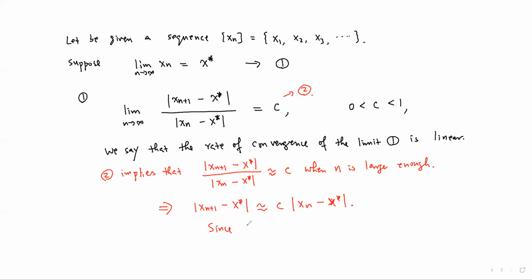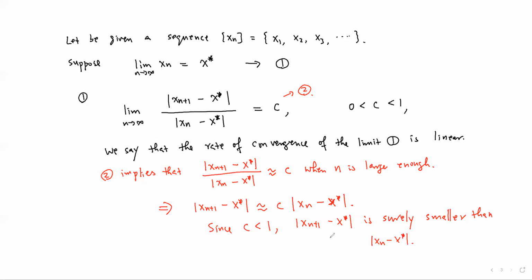Since c is less than 1, the current distance is surely smaller than the previous distance. This is what the limit number 2 says. The current distance is less than the previous distance by a factor of c. C is a number less than 1. Then the convergence is linear.